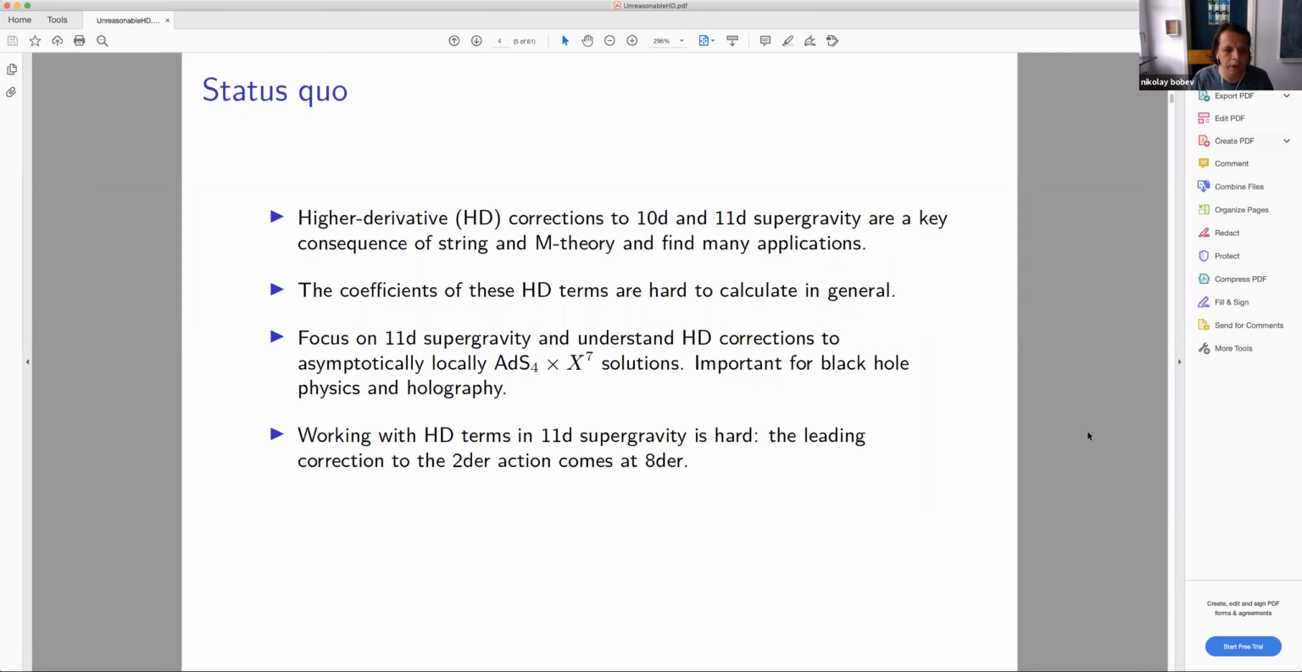Specifically, I'll be interested in what happens in M theory for corrections to 11D supergravity and how they affect these asymptotically locally AdS4 times X7 type of solutions, where X7 here is some Einstein manifold, and I'll be assuming that it has a certain amount of SUSY preserved, which means that it will be a Sasaki-Einstein manifold. And so again, this will be the contact point for holography and M2 branes and 3D CFTs.